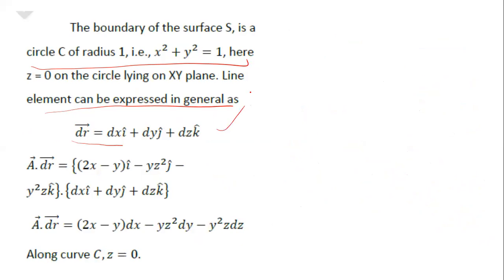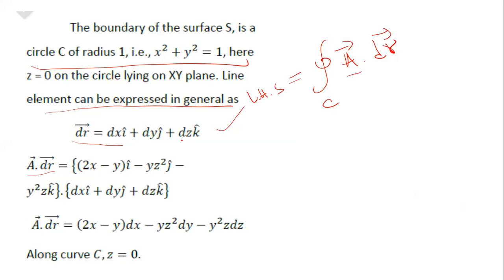Now you take A dot dr, because the left hand side of your Stokes' theorem is A dot dr vector along the curve. So you take the dot product of A with your dr vector.